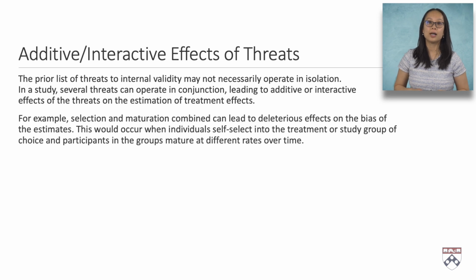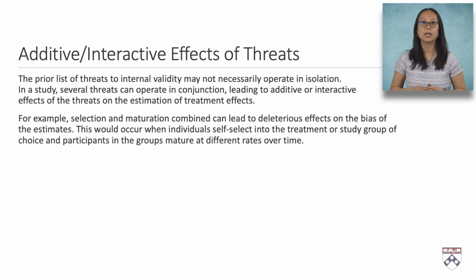So, for example, it may be common to observe both selection and maturation, which leads to very detrimental impacts on the bias of the estimates. And this would occur when individuals self-select into the treatment or comparison group, and the participants in the groups also mature at different rates over time.